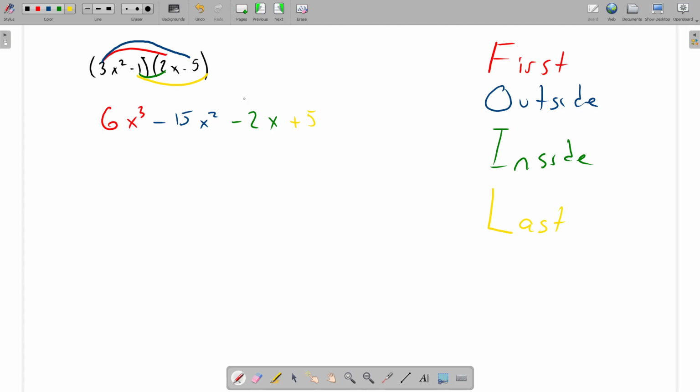Now we would look for any similar terms in this so that we could combine like terms and simplify our final answer. And if we look through it, we see that we have a single x cubed term, a single x squared term, a single x term, and a single constant term. So everything is already simplified. There's no like terms to combine.